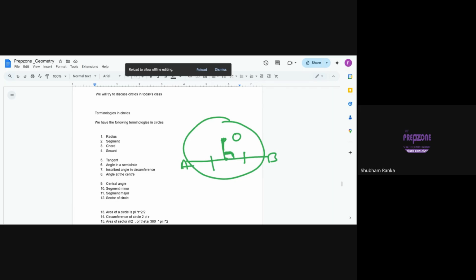Not every radius will bisect it, but the radius going to the tangent, say this is the radius and it bisects this, there will be one such radius that bisects it. This is also a radius, that is also a radius. Anything from the center to the circumference will be a radius.